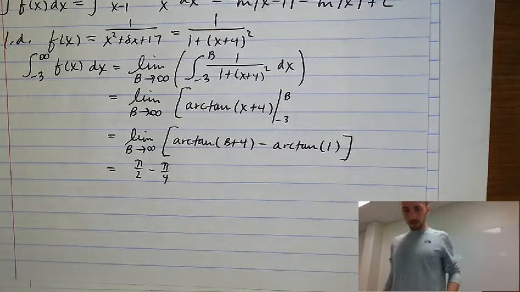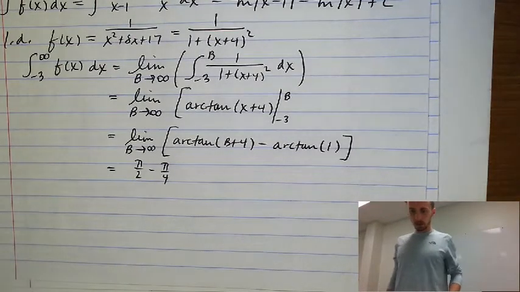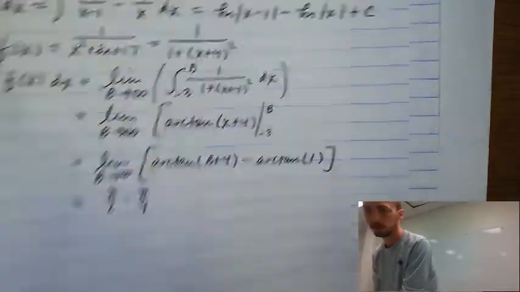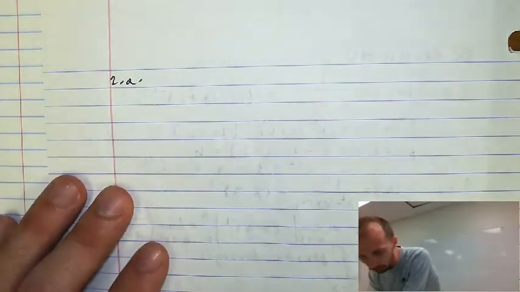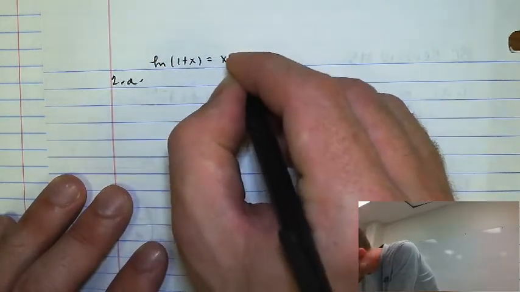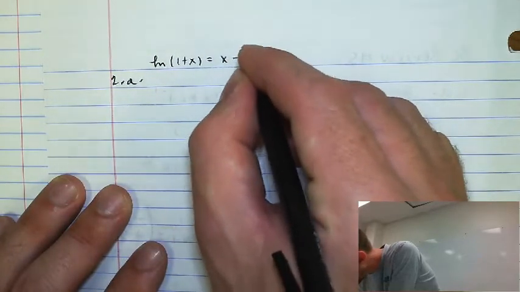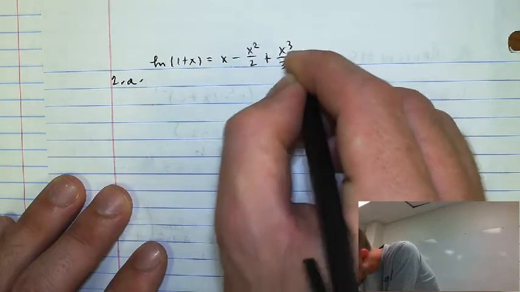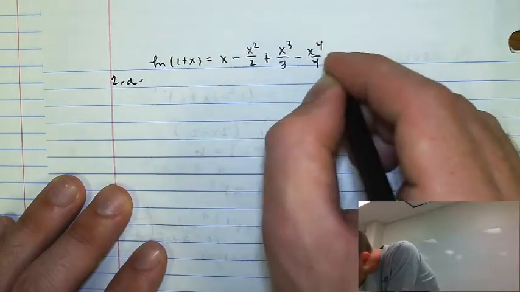Okay, the second one is going to be the Maclaurin series. So this is the series question. Maybe I'll just flip this over. All right, so they give you the fact that log of 1 plus x is x minus x squared over 2 plus x to the 3 over 3, and so on.